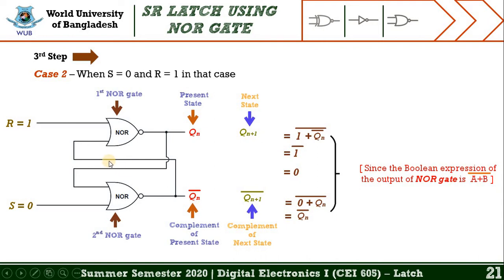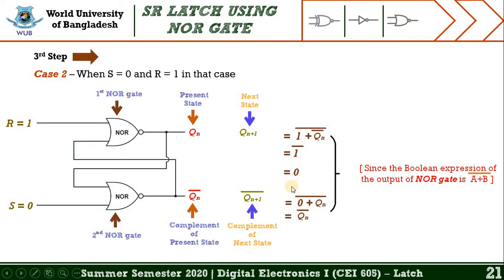Well, and if you look at the next state, you may find a simple Boolean equation, which is 1 OR Qn bar, whole bar, because the value of R is 1. In that case, we get 1 bar, and we also get 0.